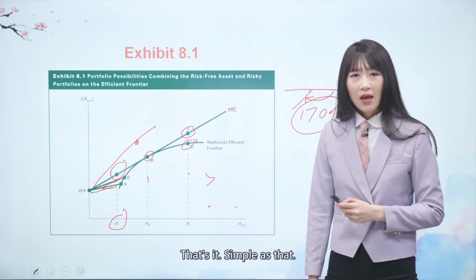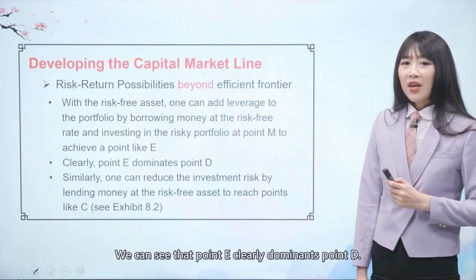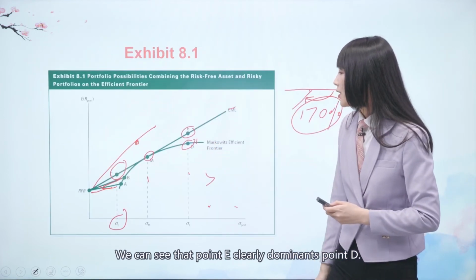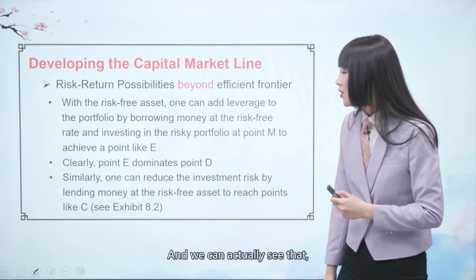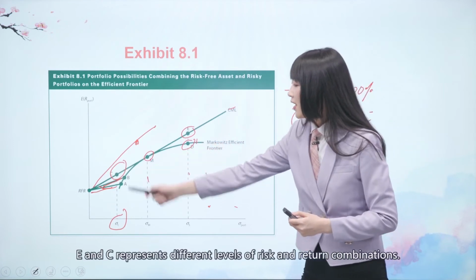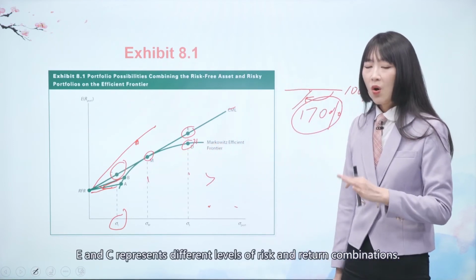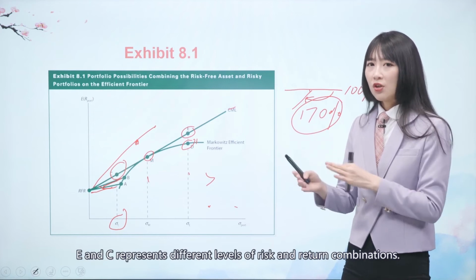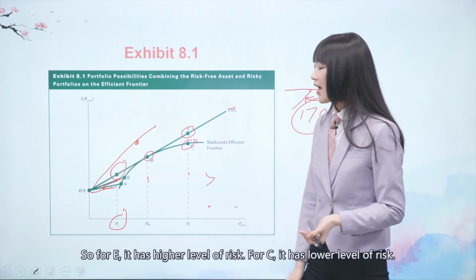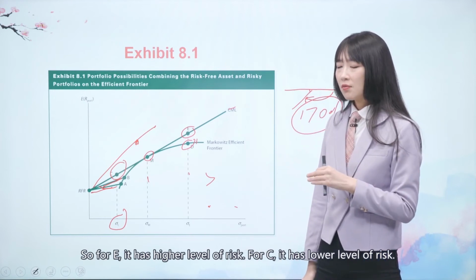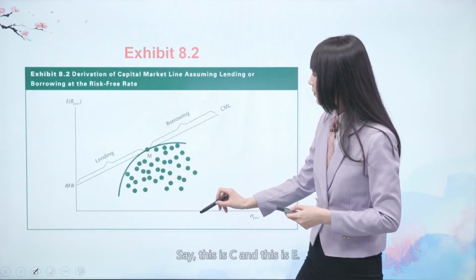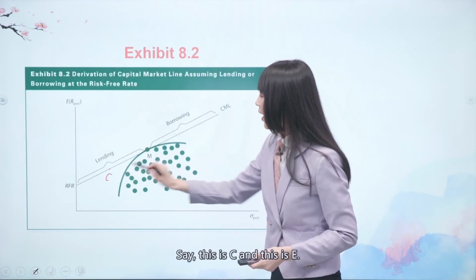Now, we can see that point E clearly dominates point D. And we can actually see that E and C represent different risk and return combinations. So E has a higher level of risk. C has a lower level of risk. Now, what happened during these two parts, let's see here. Say this is C and this is E.